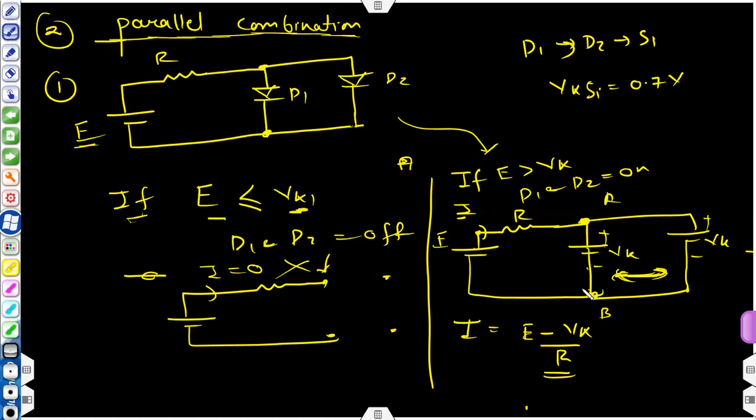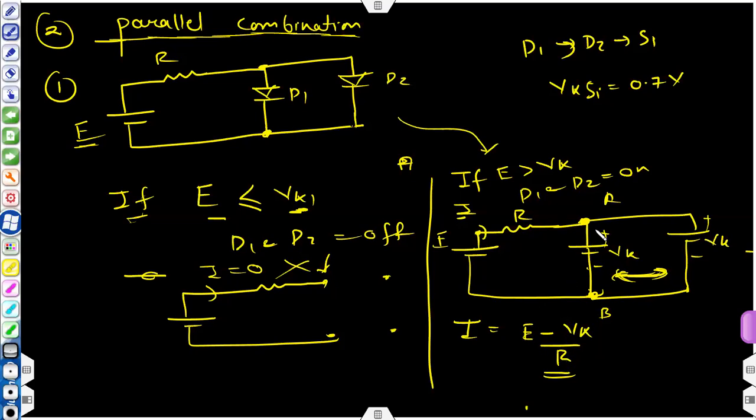You can connect similar voltage sources in parallel, but there is no sense of doing that. No matter if you connect infinite voltage sources, there is no sense of doing that. I will be (E minus VK) divided by R. If you apply Ohm's law, at this terminal you have E, at this point you have VK, so simple, the voltage difference E minus VK by R.